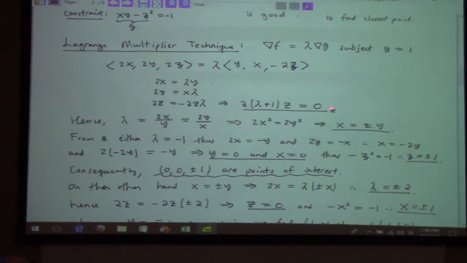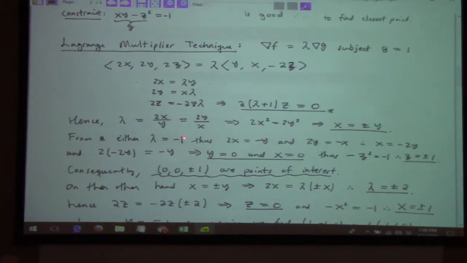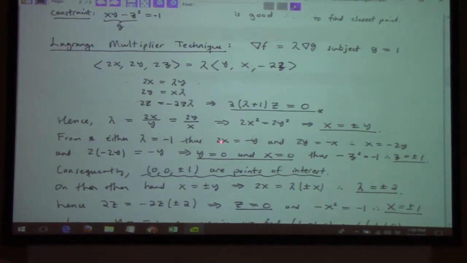But on the other hand, from star, I've either got lambda is minus 1, and if lambda is minus 1, then this first equation tells me that 2x is minus y, right? And then the second equation tells me that 2y is minus x, which tells me that x is equal to minus 2y, which then implies that y is equal to 0 and x is equal to 0. But again, I really can't have that from this case, so I'm not sure. Let me think about that.